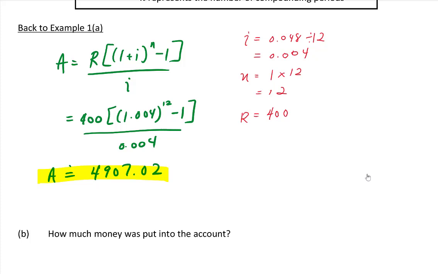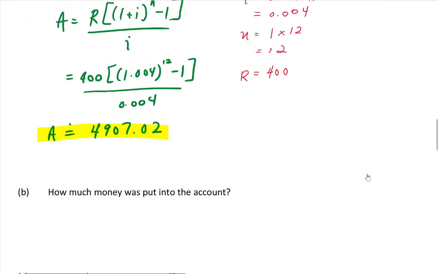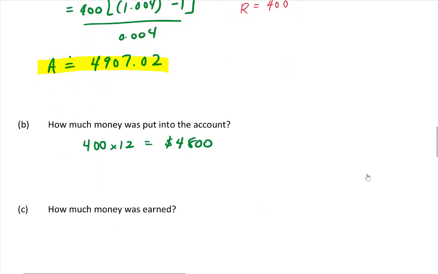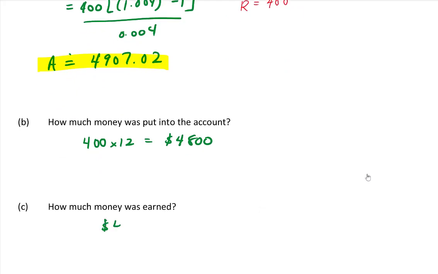And that's the next part. How much money was put into this account? So remember, we put $400 in every month for 12 months, which means we put in $4,800. And the last part is, how much money is earned? Well, you got out $4,907.02 after 12 months. You put in $4,800. So in the end, you made, after 1 year, $107.02.